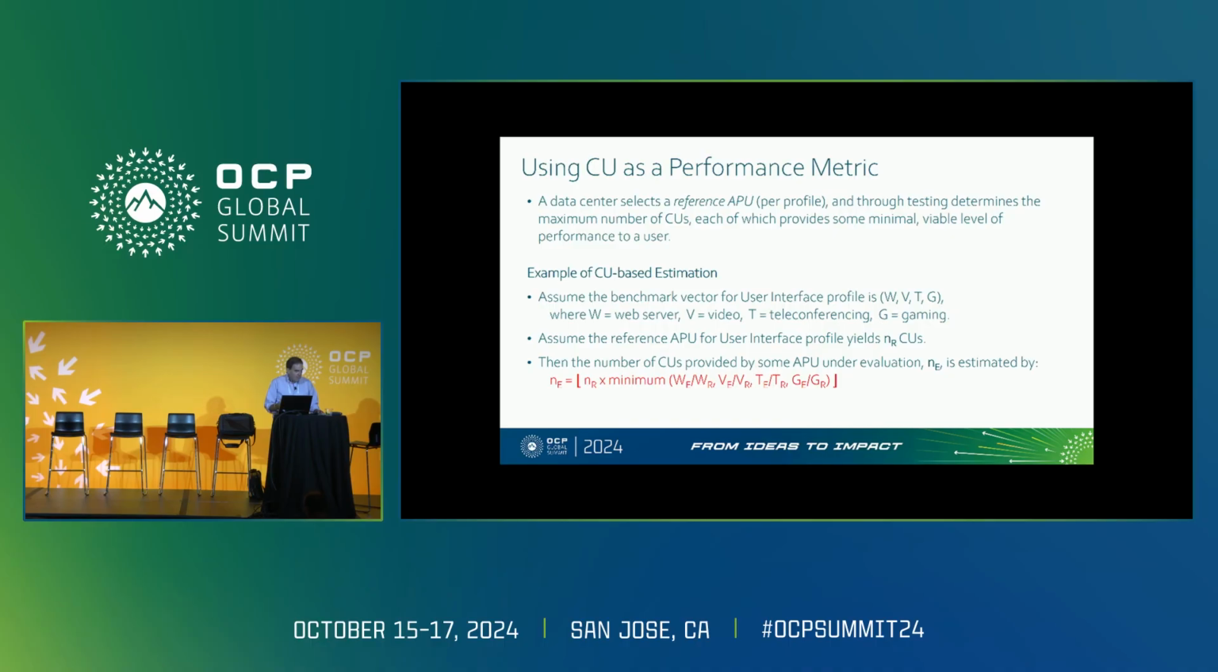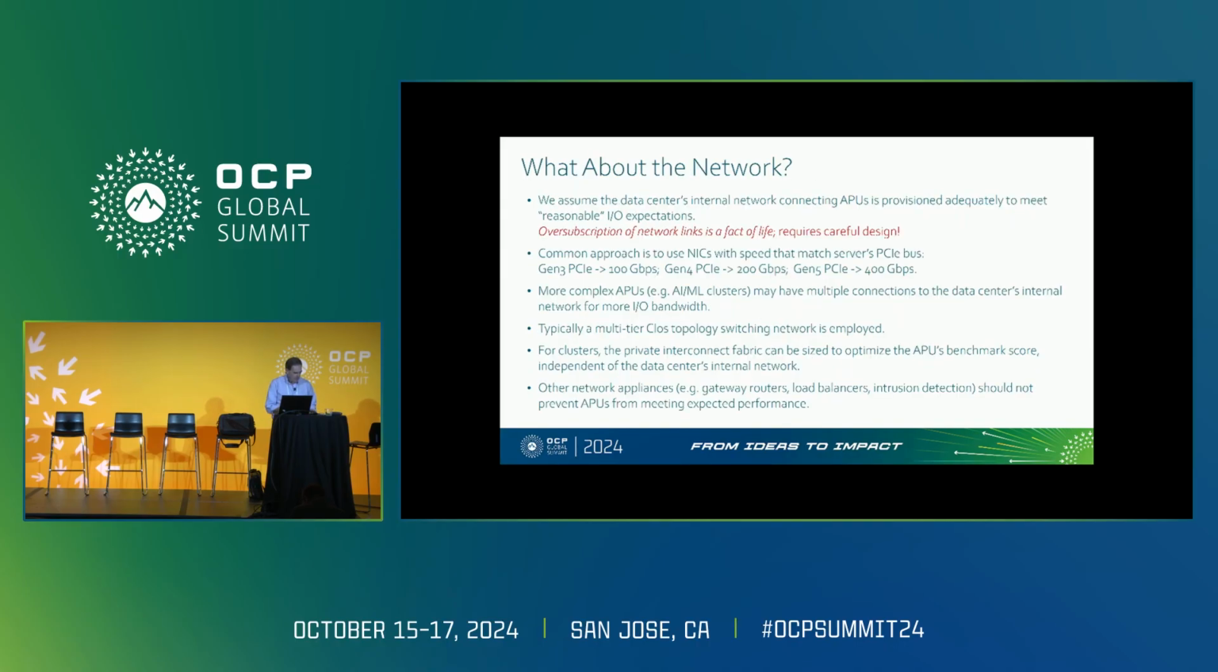The slide provides a rather abstract example of how a data center might derive a CU based on the benchmark results of a reference APU. I know that equation at the bottom might look a little scary to some. We're going to do a white paper, and we'll explain exactly what that equation means and how data centers can use that to basically estimate the number of users that it could provide service to on an APU that it's considering for purchase or deployment.